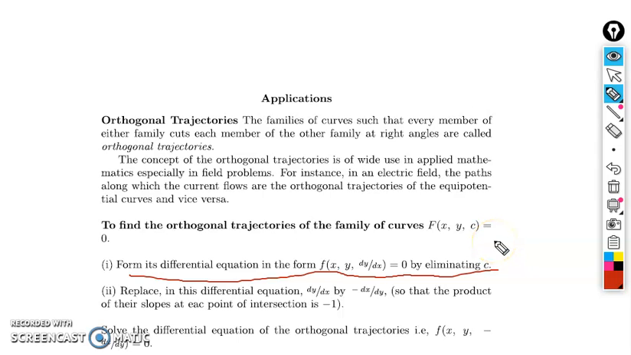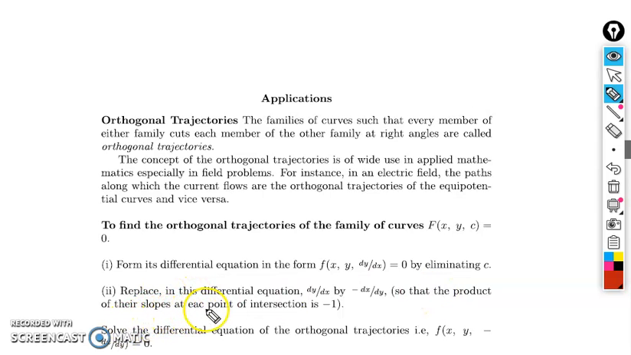Then how can I find the differential equation of the orthogonal trajectory? According to the geometrical concept we mentioned in the diagram when we started the lecture, we just replace dy/dx by minus dx/dy. That is the relation between the tangent of the curve and the tangent of the orthogonal trajectory, where dy/dx is replaced by minus dx/dy, so that the product of their slopes at each point of intersection is -1.